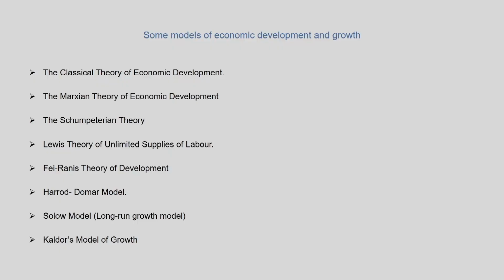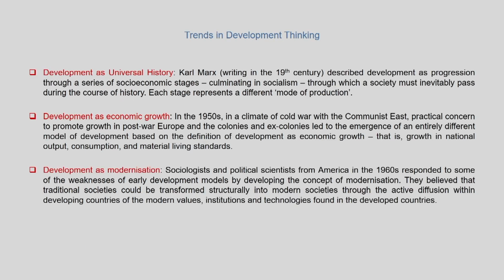Now, in the last class, I also flagged off certain models of economic development and growth, such as the classical theory of economic development, Marxian theory, Schumpeterian theory, the Lewis theory of unlimited supplies of labor, Fei-Ranis theory of development, Harrod-Domar model, Solow model, Kaldor's model of growth, and there are many more models of growth and development. However, to do justice to the multidisciplinary background of the student audience listening to this course, I will run you through some of the important streams or strains of development thinking that we can put in some order.